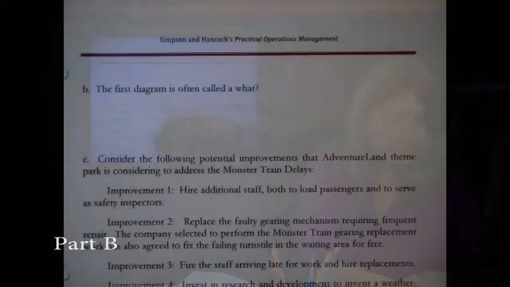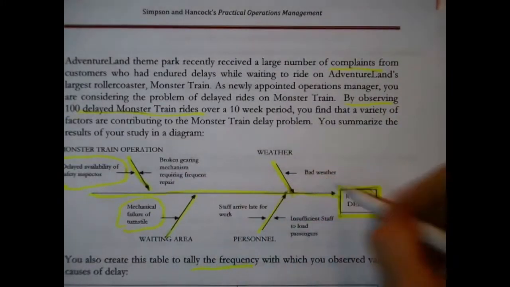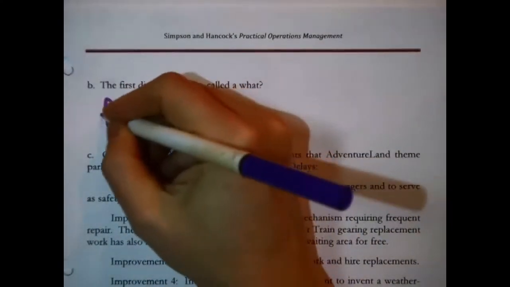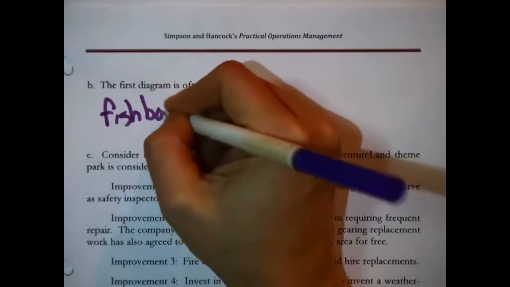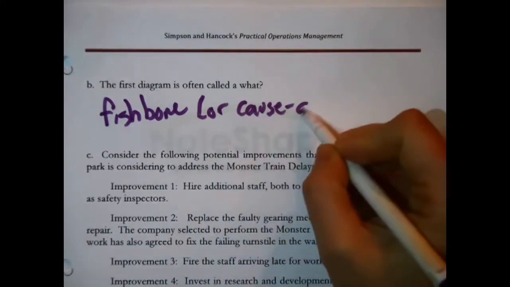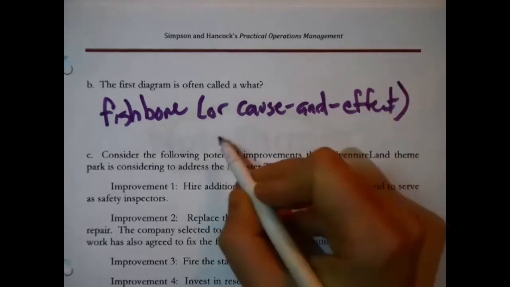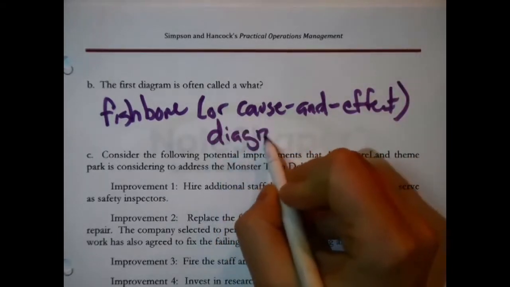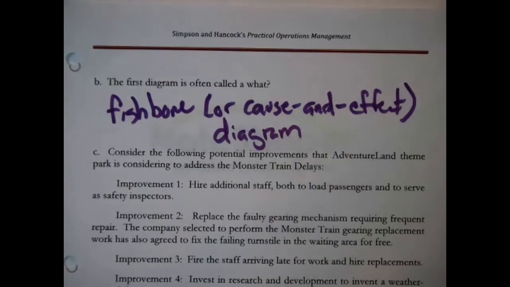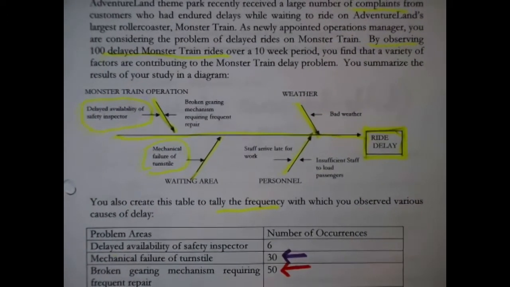Now, next part of the scenario. The first diagram is called a what? This one I was tracing in highlighter pen is called a what? Easy. Fishbone. Or maybe more formally, a kind of self-explanatory label, cause and effect diagram. Yes, this is a common troubleshooting tool.